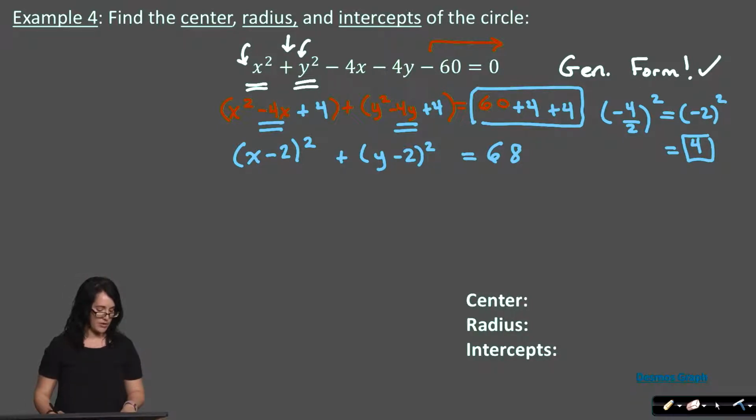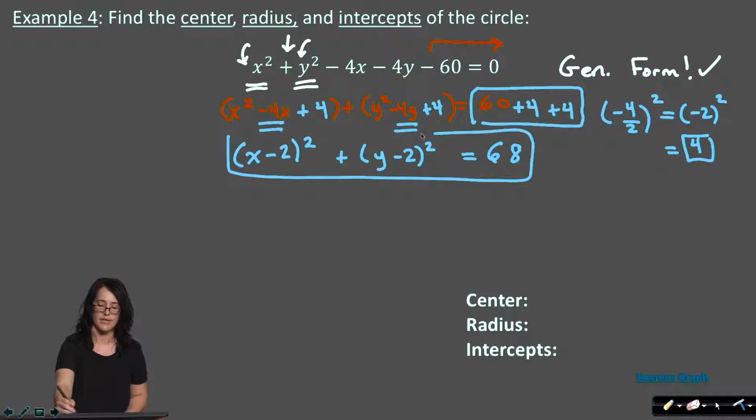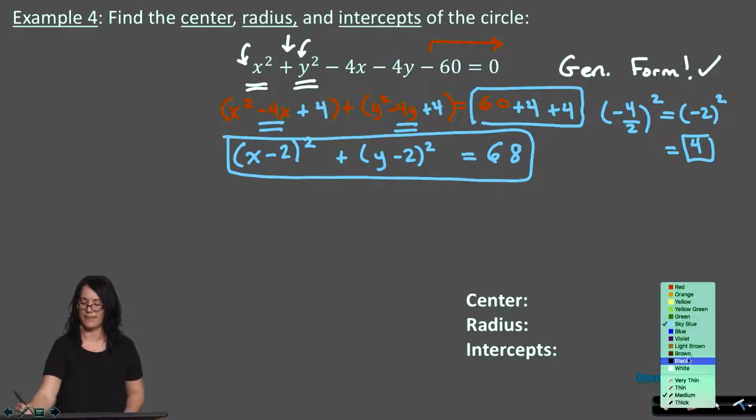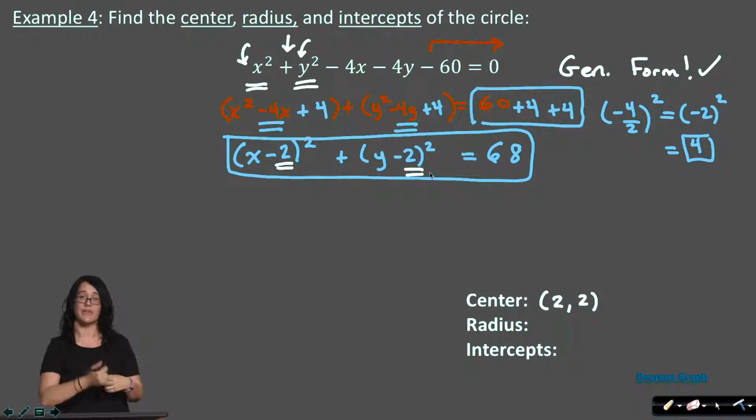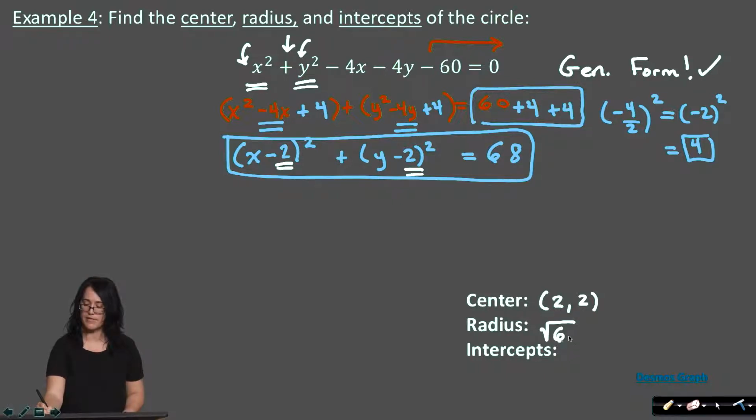Well, now we have the equation of this circle in standard form. Can we figure out from there what our center is and what our radius is? What do we have? That's right, our center is 2, 2. Because this is my h and this is my k, but in the equation it's always the opposite of h and the opposite of k. What about my radius? That's right, it would be the square root of 68.